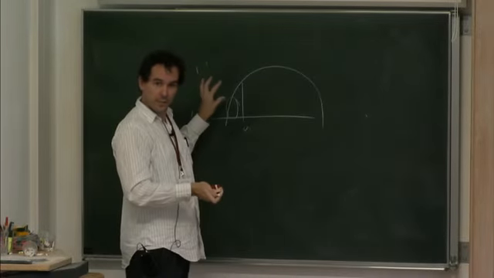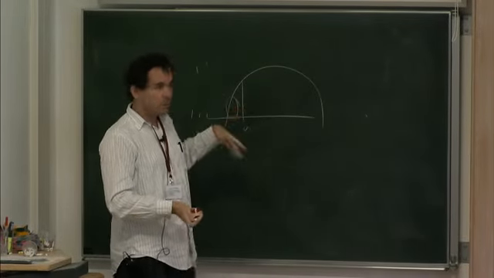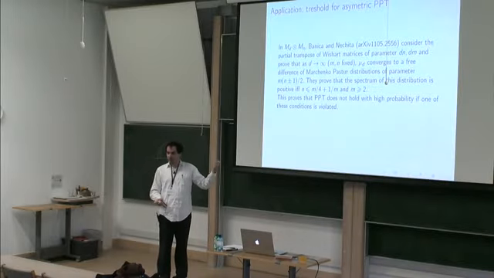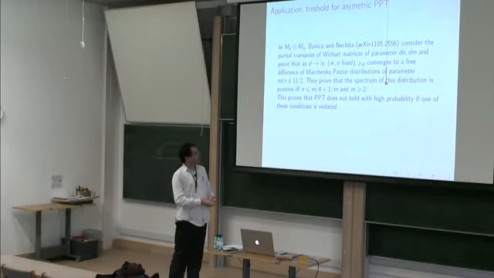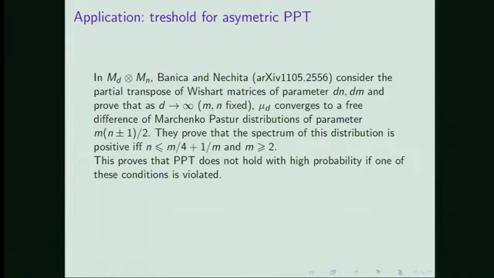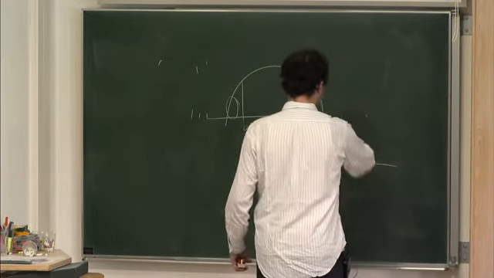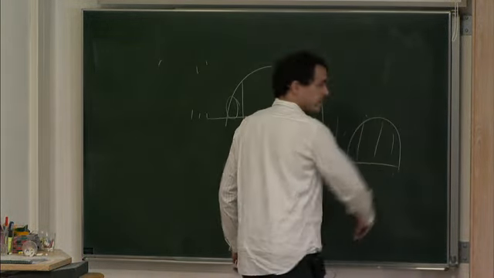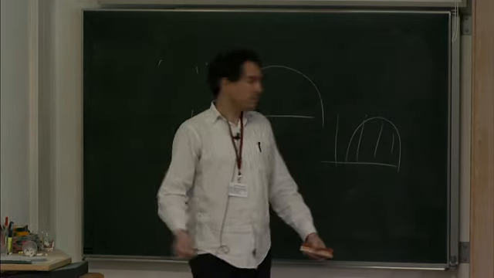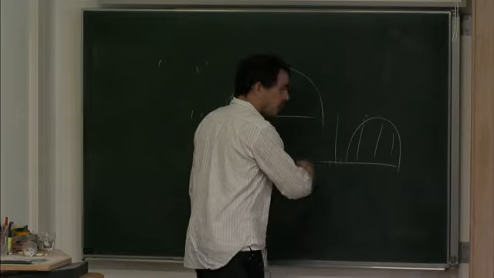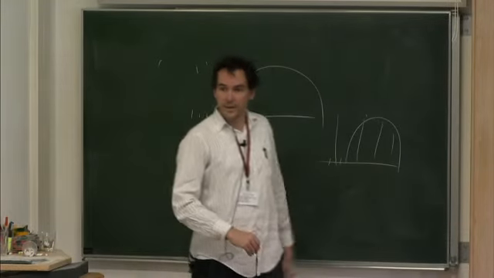We just know that there is a strictly positive percentage of eigenvalues which are there. So they have one direction somehow, that PPT does not hold with high probability if one of these conditions is violated. But the converse was not available, because what happens if the conditions are satisfied and the limiting distribution is like this? Do we have PPT or not? Well, maybe not, if we still have a few eigenvalues which are negative.